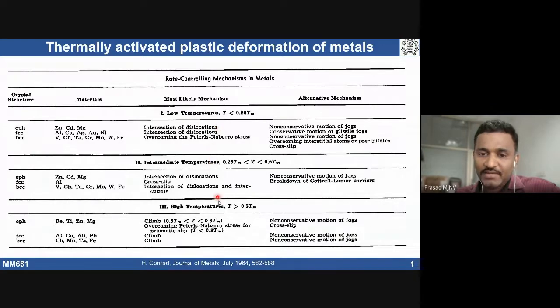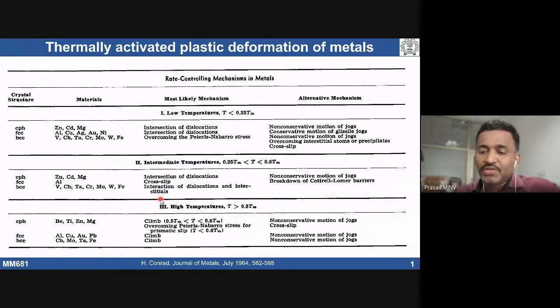Once you go to higher temperatures, being a high stacking fault energy metal, cross slip is activated very easily. Cross slip is the rate controlling mechanism between 0.25 and 0.5 times the melting point. Above 0.5 times the melting point, climb is the rate controlling mechanism. So in most cases, when plastic deformation is taking place through dislocation activity, climb is the rate controlling mechanism at high temperatures.